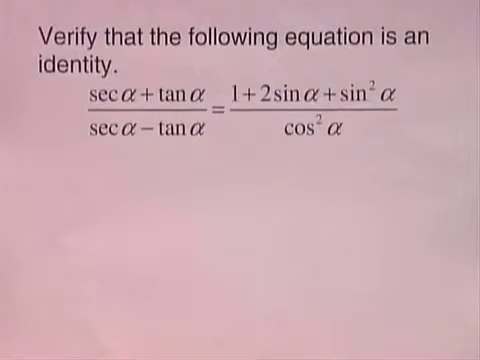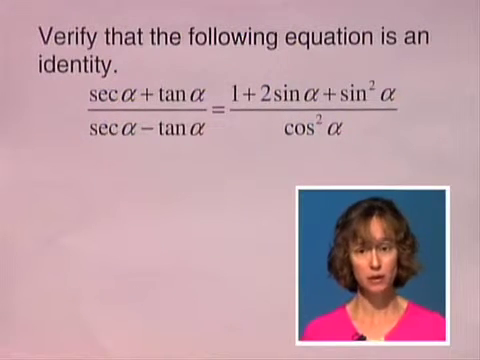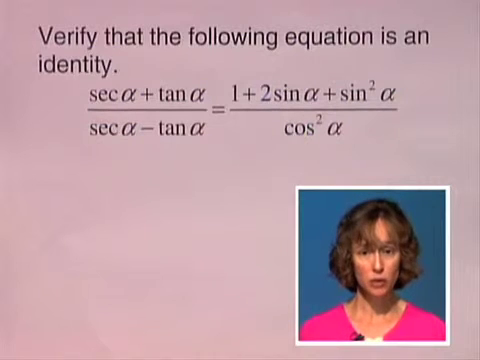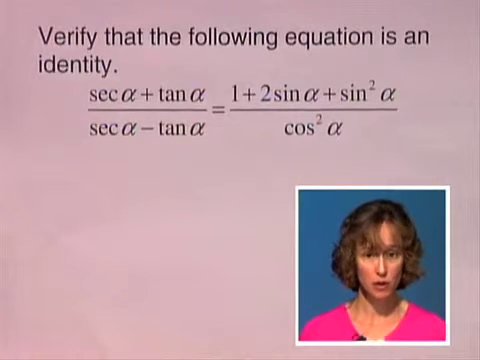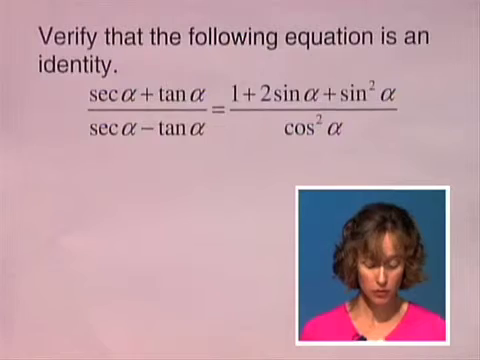Let's verify an identity. We want to verify that secant alpha plus tangent alpha over secant alpha minus tangent alpha is equal to 1 plus 2 sine alpha plus sine squared of alpha all over cosine squared alpha. Well, this time I'm going to work on the left side alone and the right side alone and work each side till they end up with results that are the same. So let's start with the left.